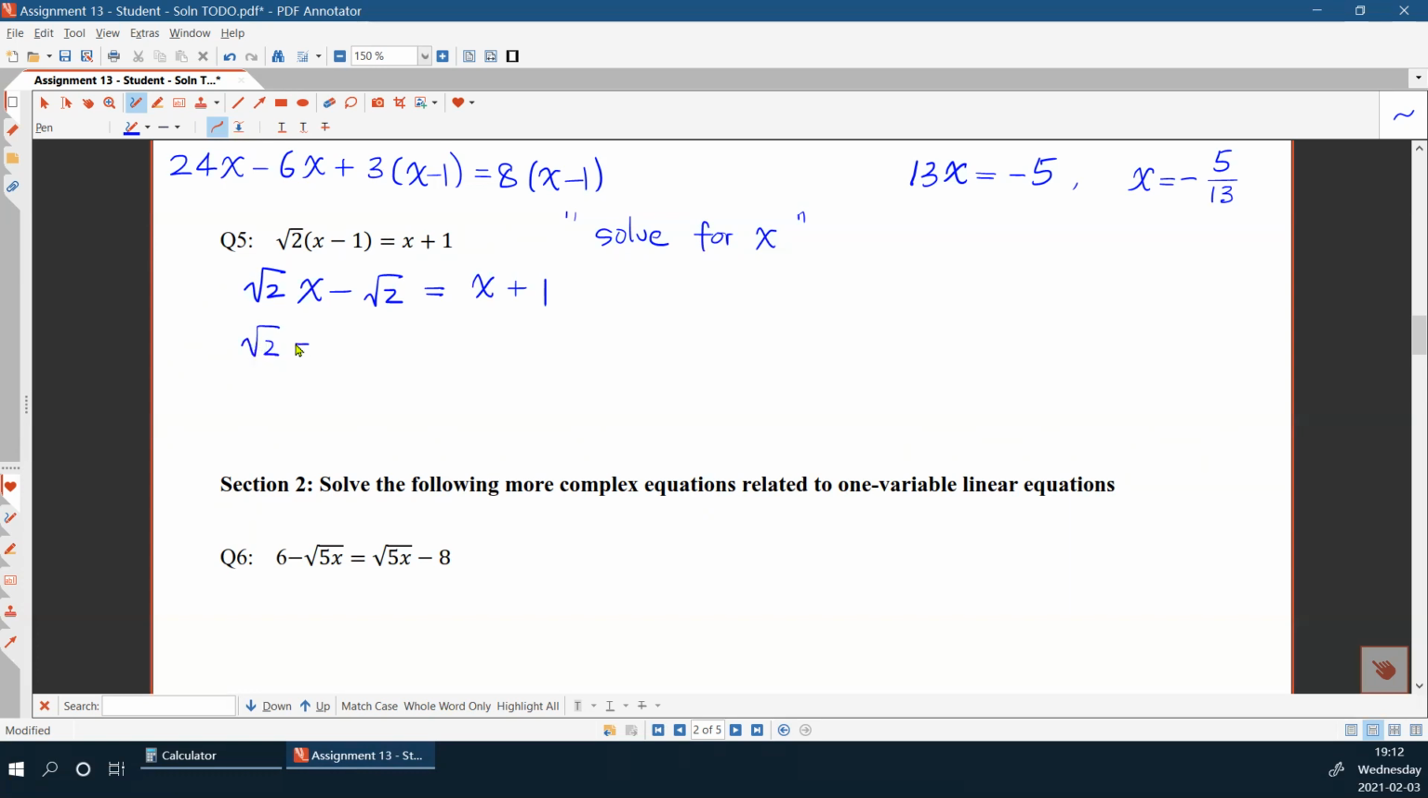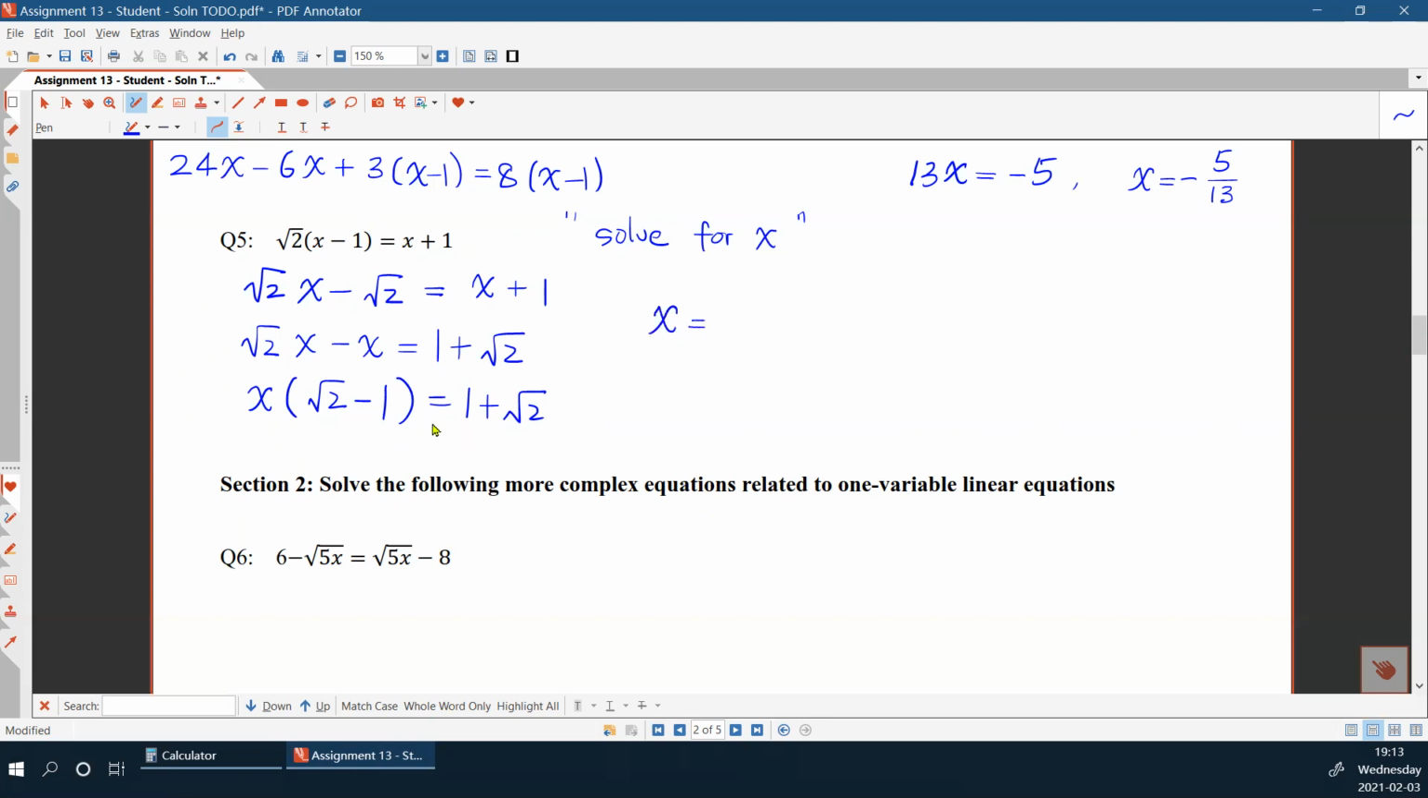And next step, as I said, you need to merge all the x's. I'll write one more step for you. Square root 2 x minus x, and move all the constants to the other side of the equation, which gives you 1 plus square root 2, right? Next, because x is a common factor, we can put it in front: x times (square root 2 minus 1) equals 1 plus square root 2, right? So here you can see how to solve x.